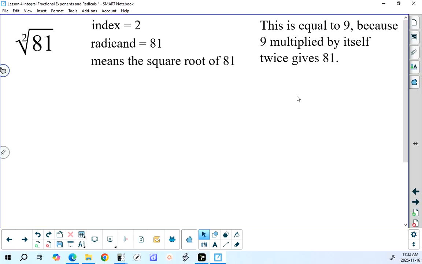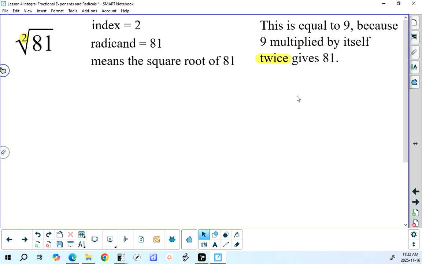And I want to make sure before I go on, you understand the connection between what's on the left-hand side of the screen and what's on the right-hand side of the screen. The reason why we're looking at a number multiplied by itself twice to give the 81 is because the index is 2.